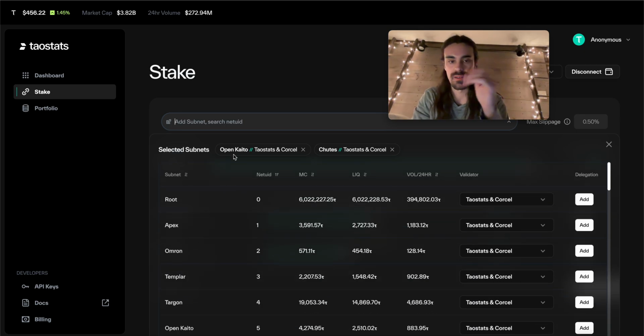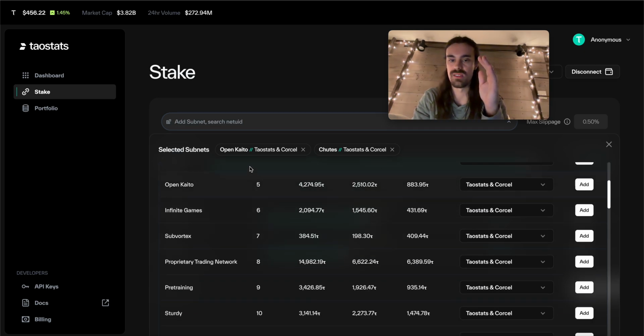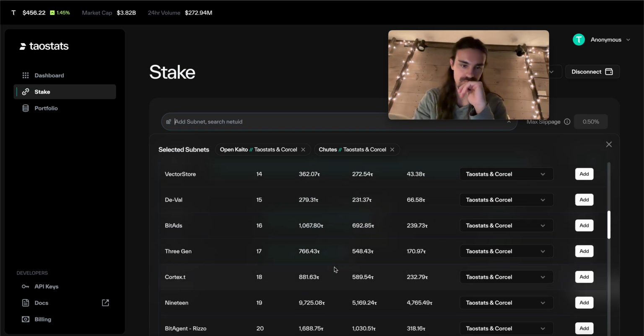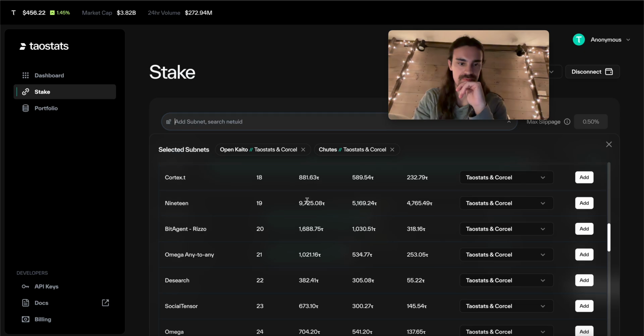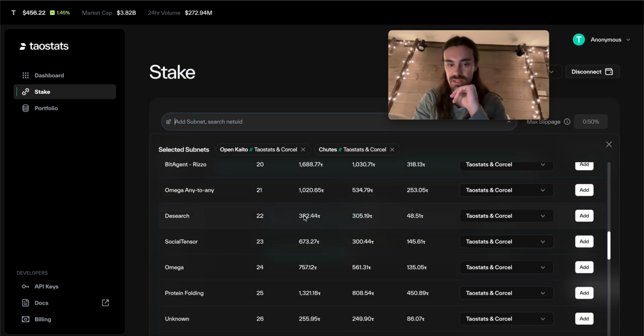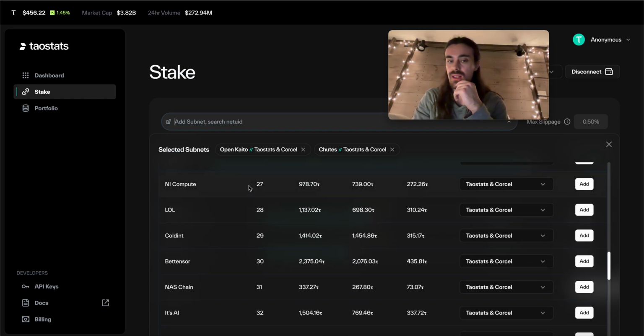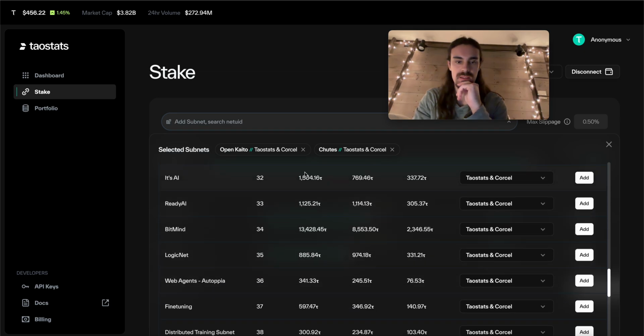But like I was saying earlier, it's as easy as clicking on this tab, choosing whatever subnet you want. It's literally just numbered here. You can hit add. Like, this one, Taoshi, is pretty interesting. Dippy, I think Dippy is a very undervalued play. Dippy alone. 19's pretty interesting too. Omega, pretty interesting. D-Search, very interesting. I like this one a lot. NI Compute, I like a lot. Haven't looked into these two specifically too much yet.